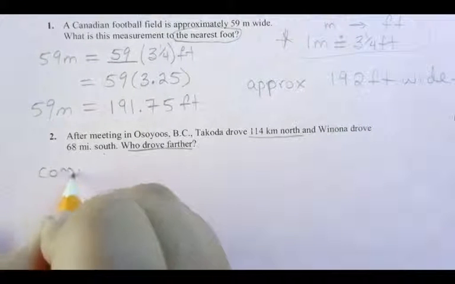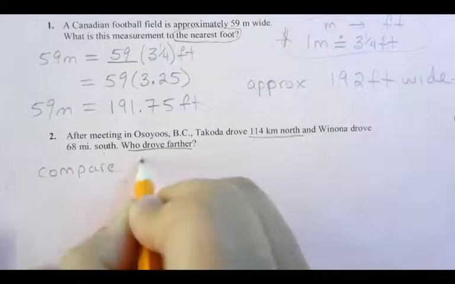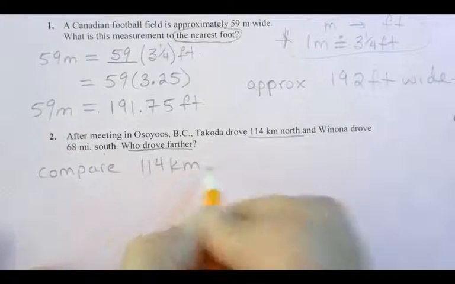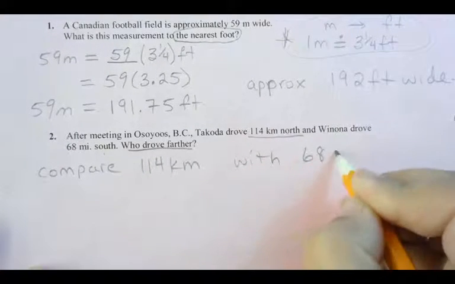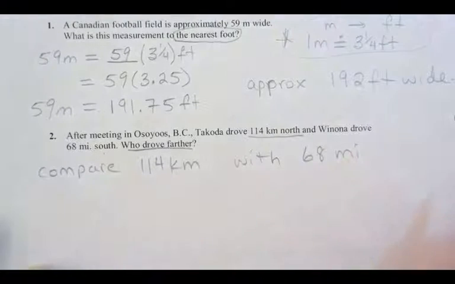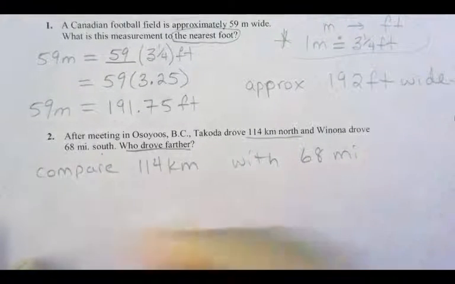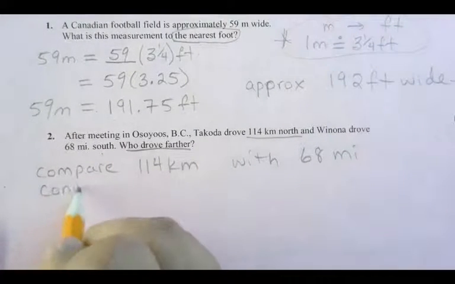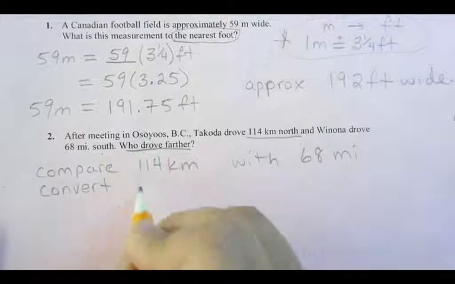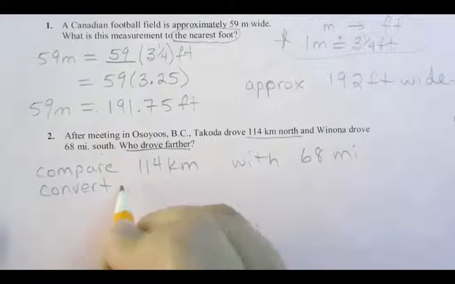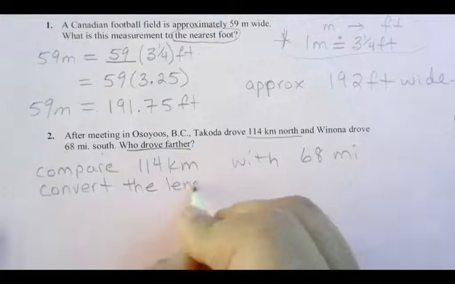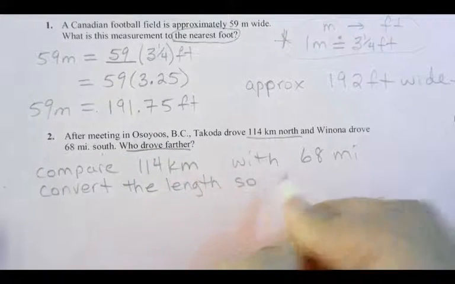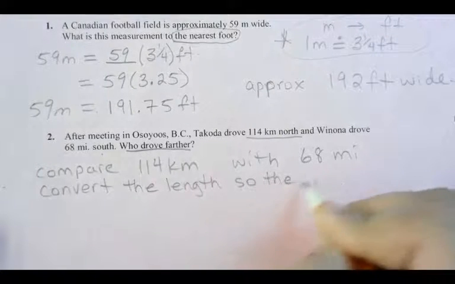So we need to compare 114 kilometers with 68 miles. So which is longer? So we need to convert the lengths, or one of the lengths, so they are the same unit.